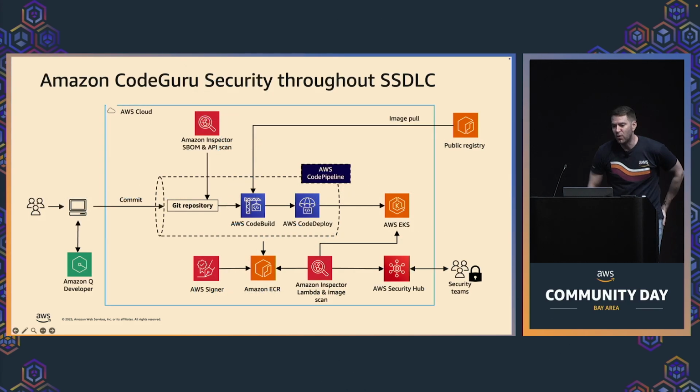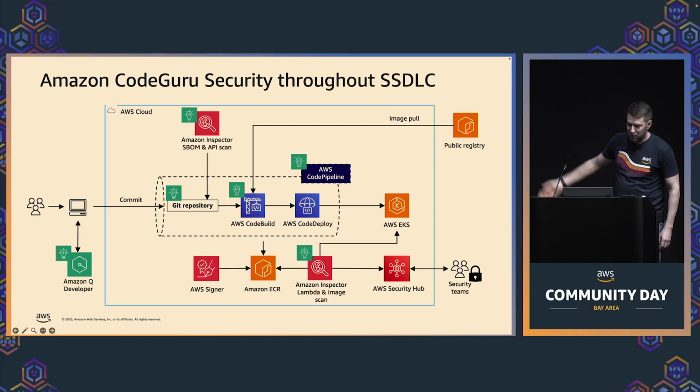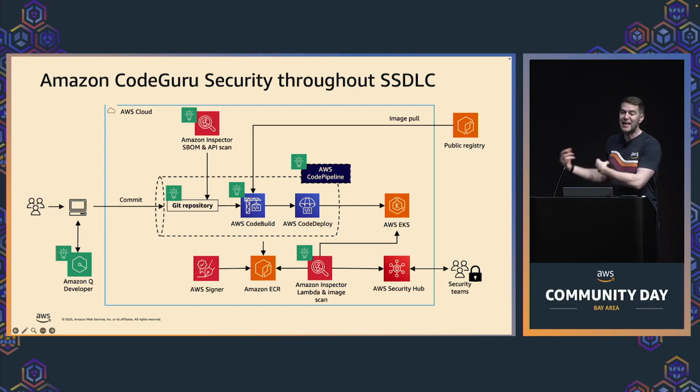All right, so where do we then add CodeGuru into our secure software delivery lifecycle? Well, we can put it a bunch of different places. So we use CodeGuru within Q Developer. So even when we did that review, behind the scenes, CodeGuru is actually being used. But we can also add it to our Git repository, to Inspector. We can use it with CodeBuild in our CodePipeline. So CodeGuru is used in a bunch of different places for us.